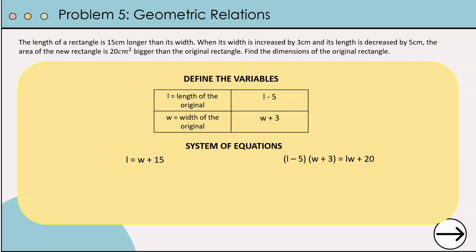We will simplify this using the FOIL method. L times W equals LW, L times 3 equals positive 3L, negative 5 times W equals negative 5W, negative 5 times 3 equals negative 15, which is equal to LW plus 20. Now, let's combine like terms. We have LW minus LW plus 3L minus 5W is equal to 20 plus 15. We further simplify, we get 3L minus 5W is equal to 35.